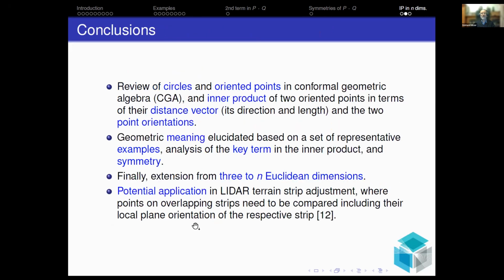So to conclude, I introduced circles and oriented points in CGA, then the inner product of two oriented points in terms of the distance vector and the point orientations. Then we looked at the geometric meaning with the help of examples, and then also the symmetry of the expression, and generalized to n dimensions. It may be applicable to lidar strip adjustment, where points on overlapping strips need to be compared, including their local plane orientation of the respective strip.